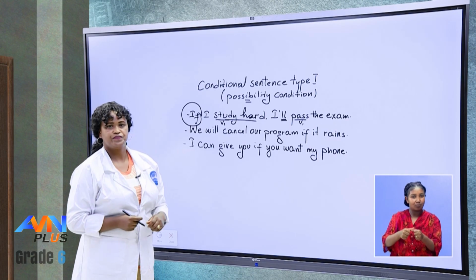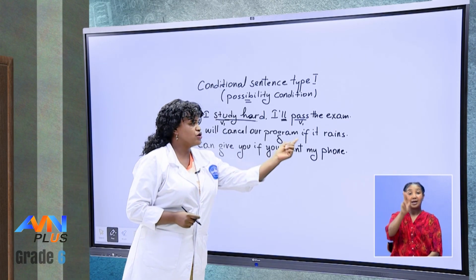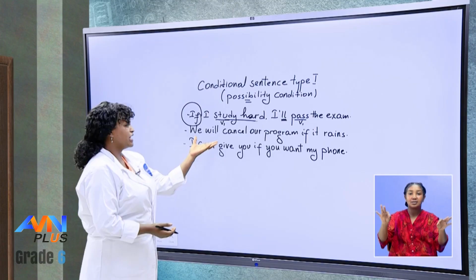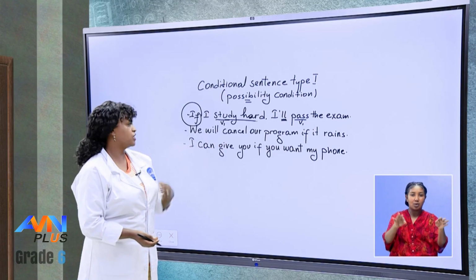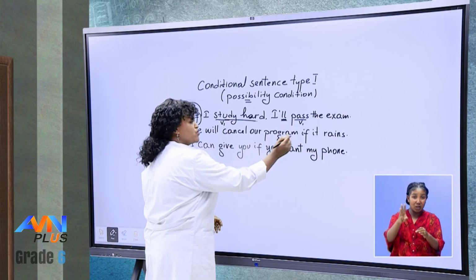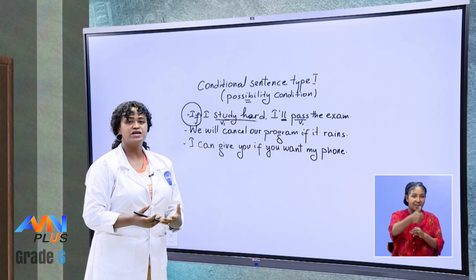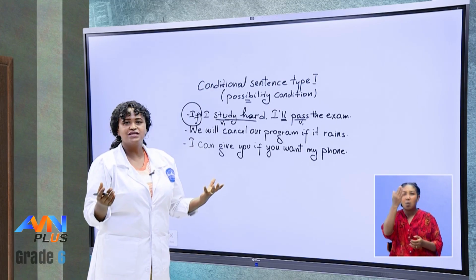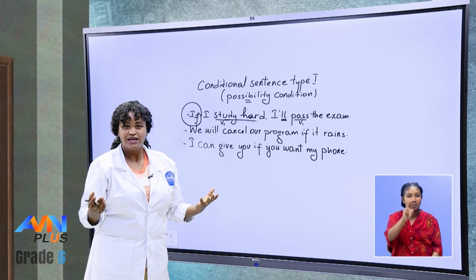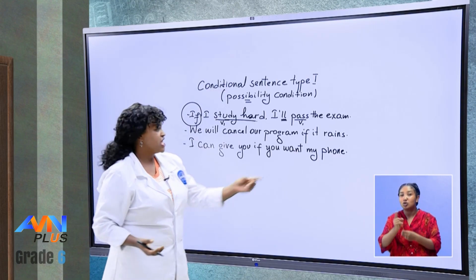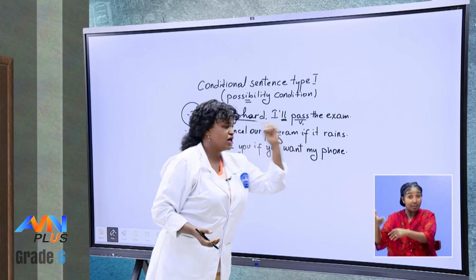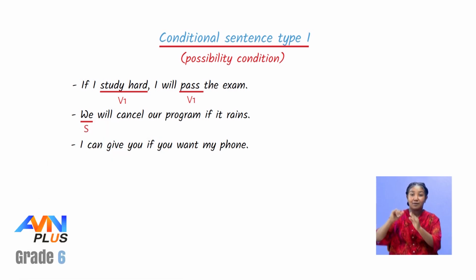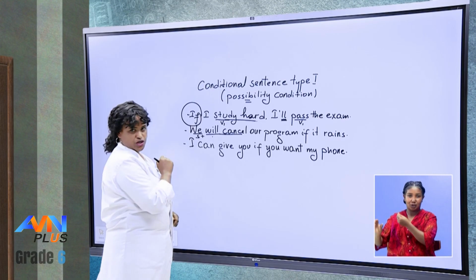Let's come here. We will cancel our program if it rains. Then in this sentence, we begin our sentence with the main clause. Good. We will cancel our program is the main clause. The main clause means what? The consequence or the result. But why do we cancel our program? There is a condition. What is that? If it rains. Yes? Okay, so we will cancel. Here is the subject. Then will cancel. It is what? Future tense.